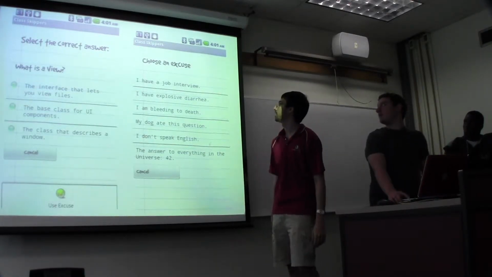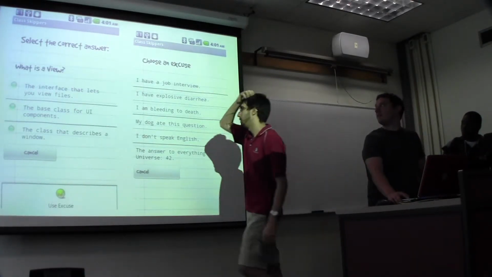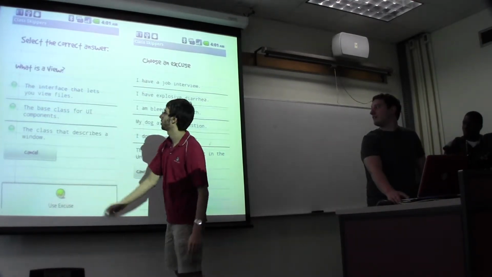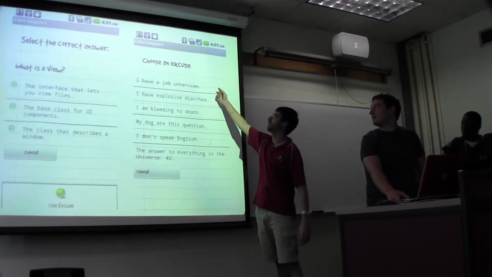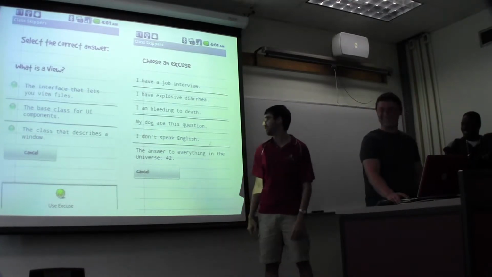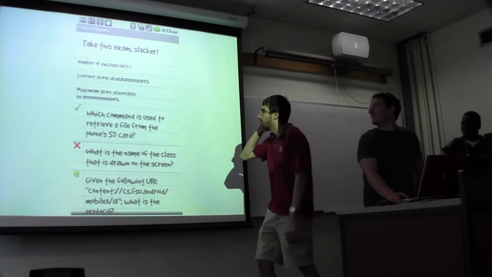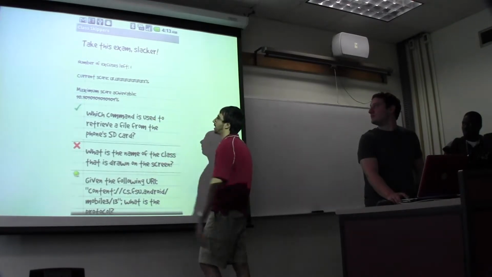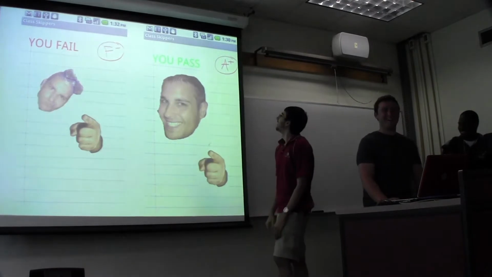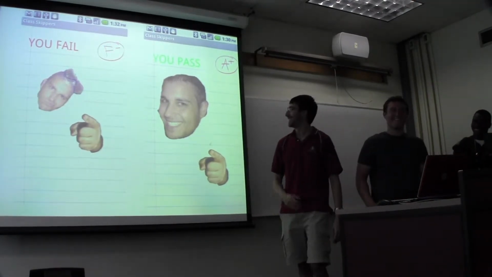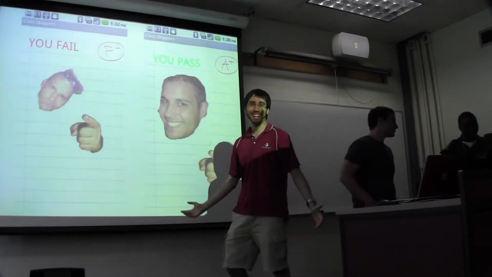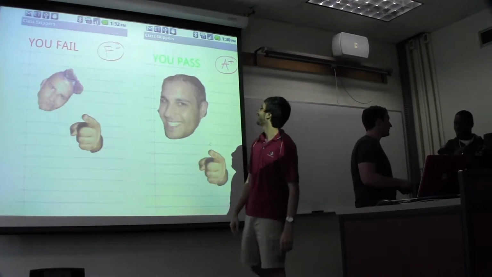So you can look through here. We'll go through the demo, but you have your question up here and your different answers that you can select. You have your use excuse button if you don't want to answer, and these are the various excuses, like a job interview, explosive diarrhea, dog ate this question. And then it shows your current score, how many excuses you have left, and the maximum score that you can possibly achieve. Then the result screen has Frank's face on there telling you whether you failed or passed.